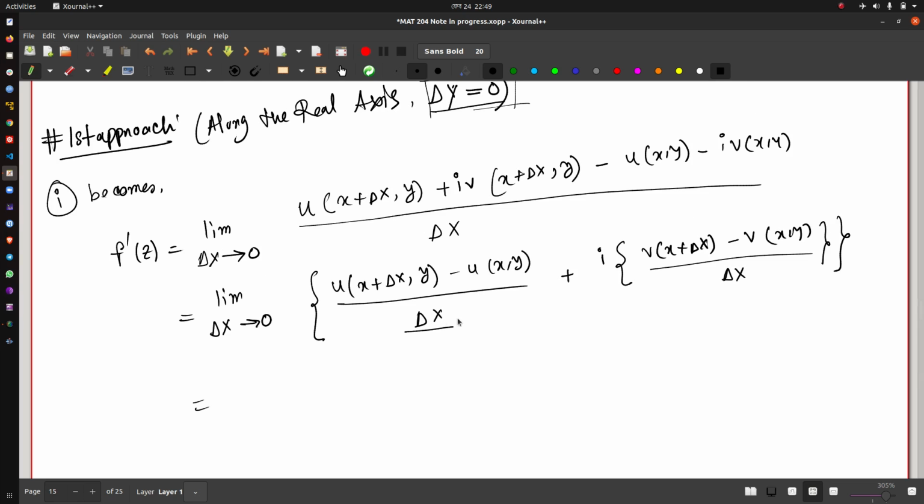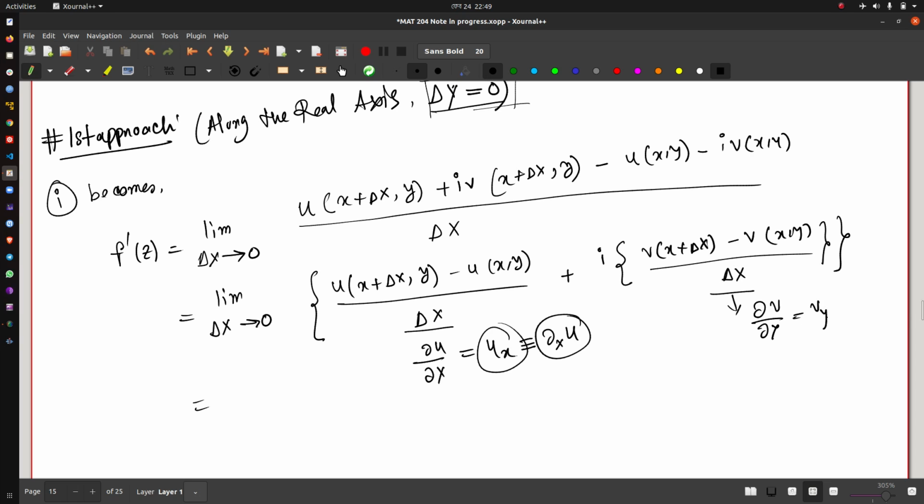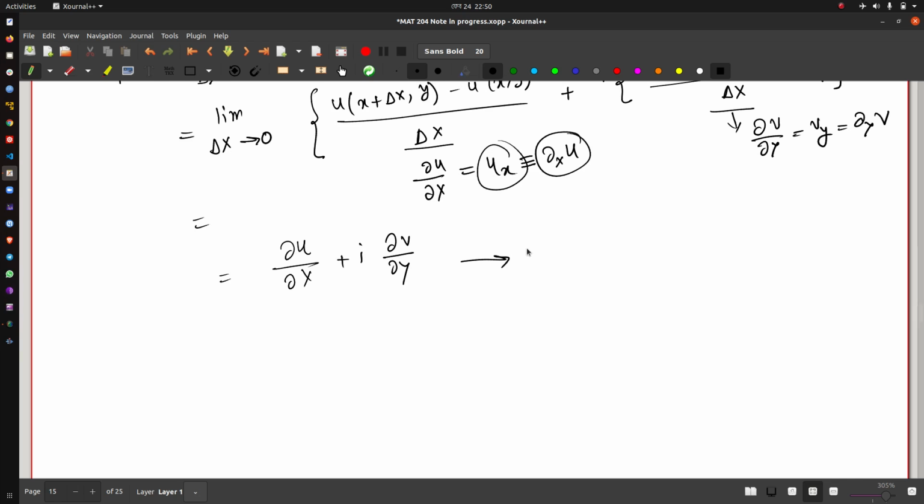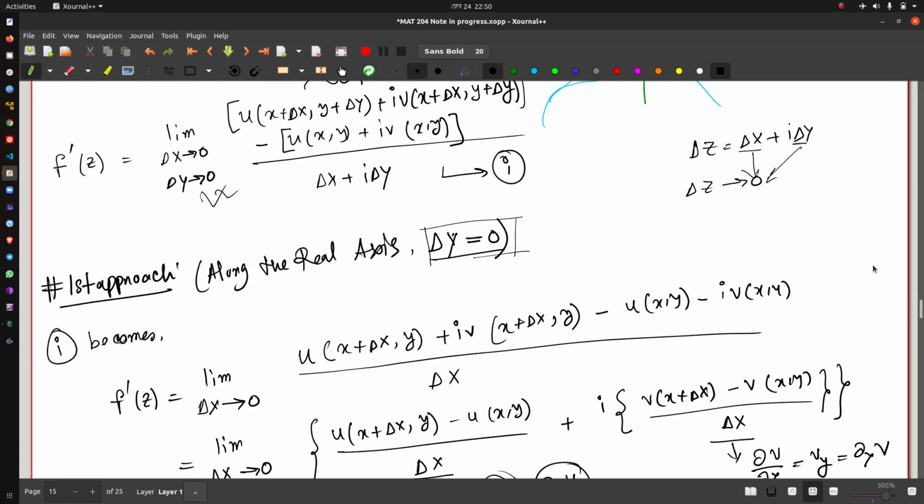and you can see that this is nothing but the partial derivative of u with respect to x, which is also written as ux in shorthand manner, or it can be equivalently written as del x u, whatever way you want. And this is just the partial derivative of v with respect to y, also written as vy. Okay, now what you have over here is du dx plus i dv dy, like this. Okay, now let's call this equation 1 that we got from approach 1.